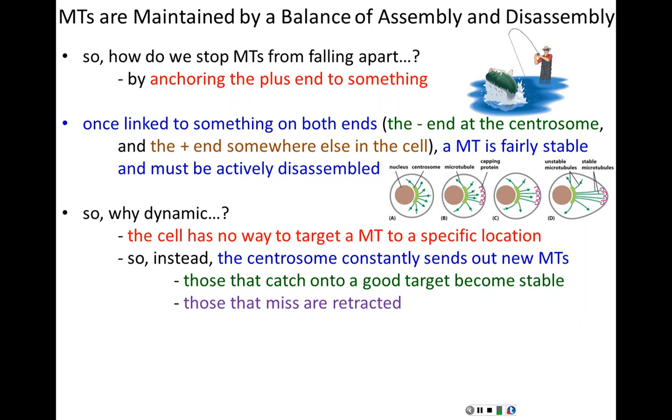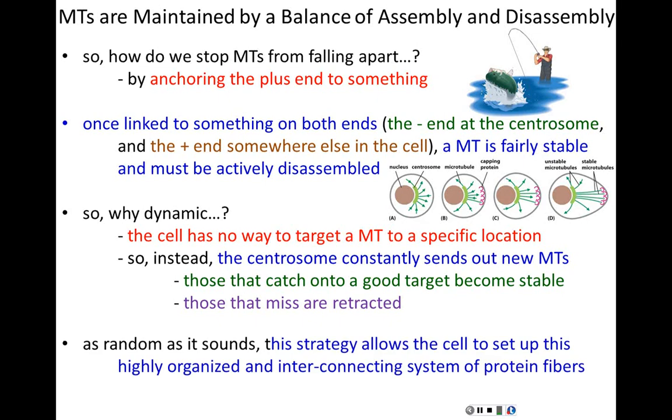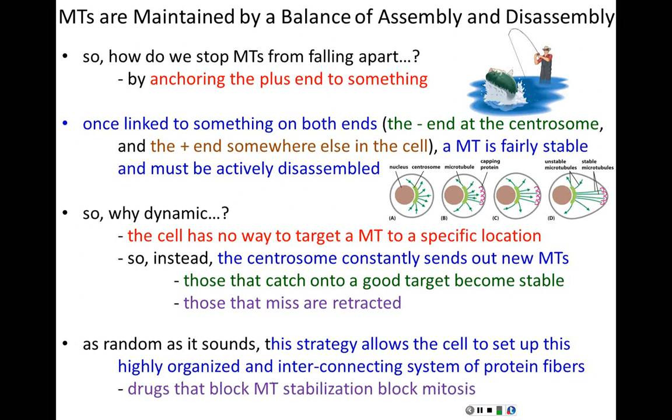You retract it all the way to the beginning and you cast out a new line. Try to find a new place to anchor. So microtubules are really just the centrosome fishing for good places for microtubules to attach. When those places are found, you have a stable attachment. When those destinations are missed, the microtubule retracts. Again, as random as it sounds, as crazy as it sounds, as wasteful as it sounds, this strategy allows a cell to set up a highly organized, highly interconnecting system of microtubule fibers.